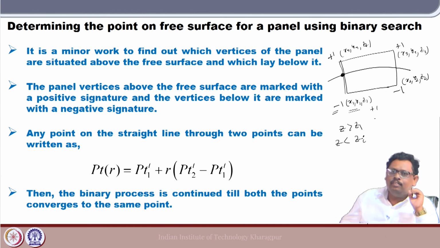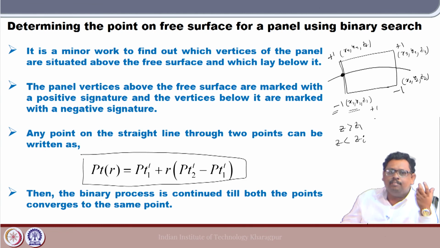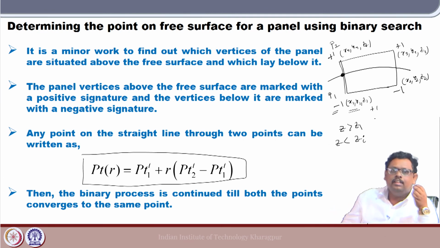So what I do now, you have this negative signature minus 1, and this positive signature plus 1. So I can write a straight line equation like this, where r is the parameter. So I am writing in a parametric form, right. Now, let us take this point as p1 and this point as p2. If r is equal to 0, you have the point p1, and if r is equal to 1, you have the point p2. So this is very elementary.